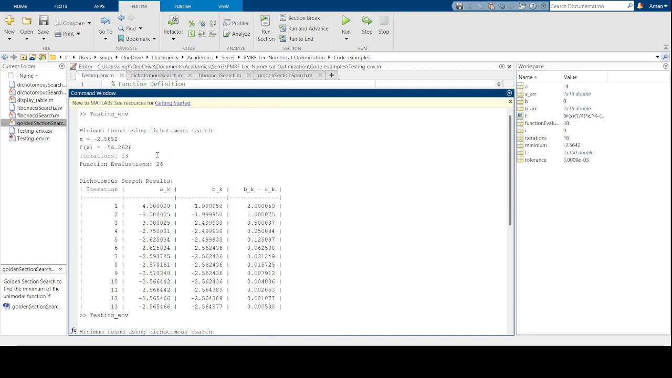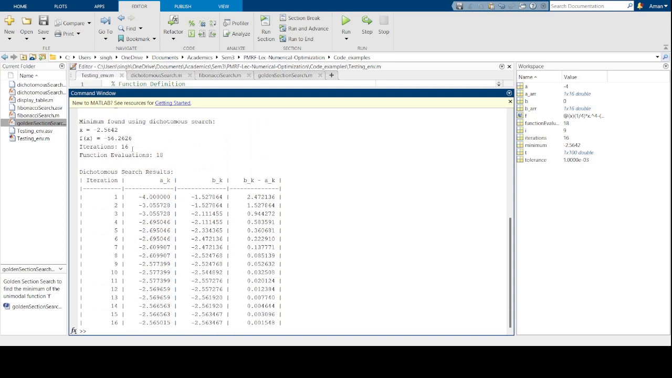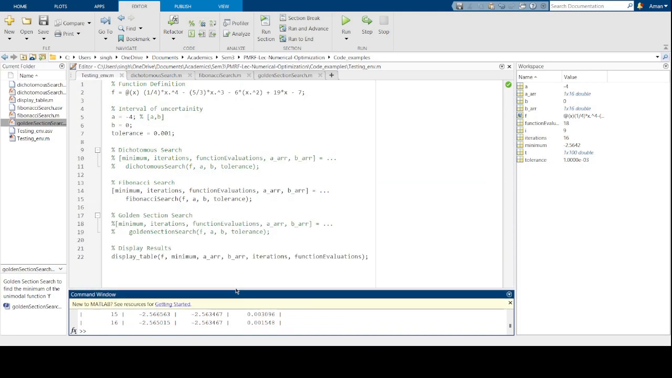While on the other hand, in dichotomous search, it was 16, double the number of iterations. Even though the number of iterations had increased, the number of function evaluations is still less. It's just 18. So yeah, that is one of the insights that we looked at. Now let's look at the golden section search.